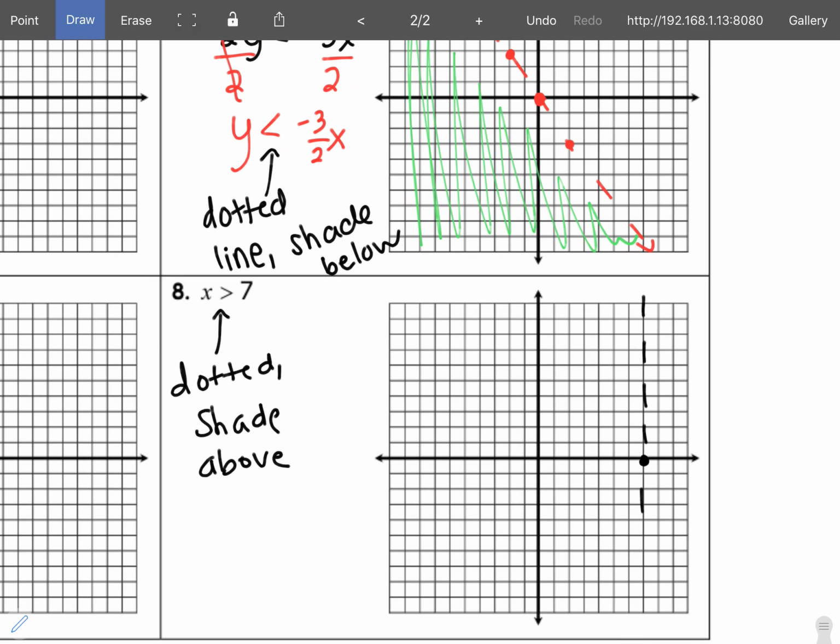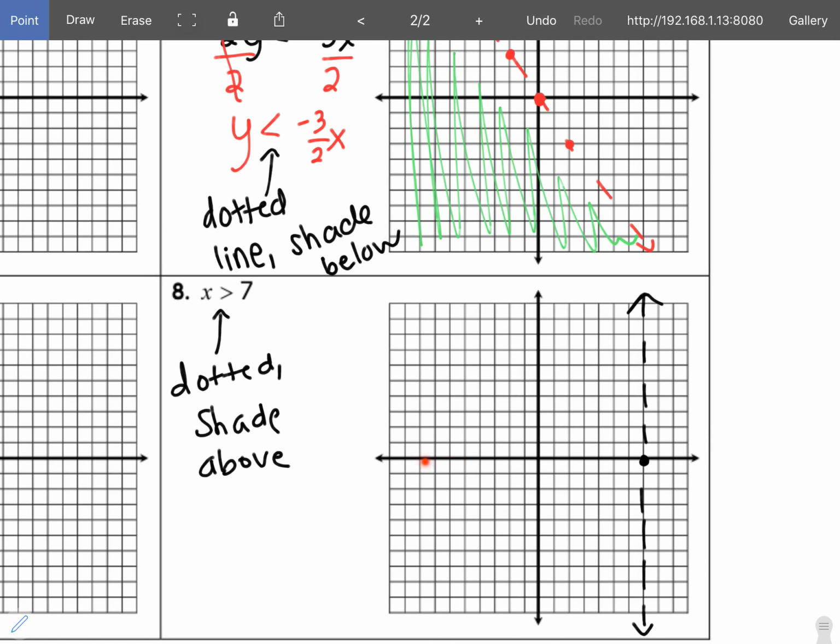Now, you know how it says shade above? Think about above. Above means greater, right? So which side do you think would be greater? Do you think it would be greater if we shaded this way? In terms of the x's, are the x's getting bigger or smaller this way? And are the x's getting bigger or smaller this way? So here, the x's are decreasing, right? It's getting smaller and smaller and smaller until negative infinity forever.